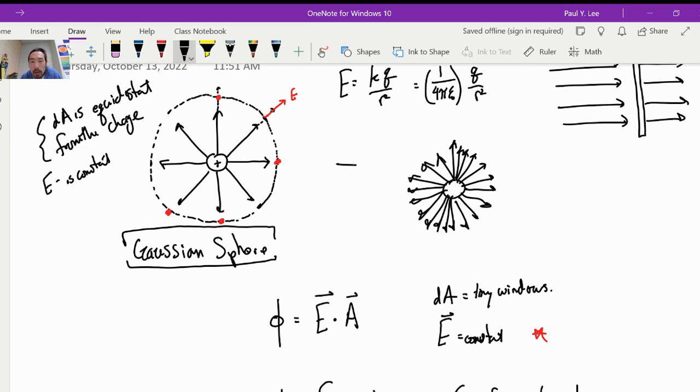So if you remember from the previous video, if this is our window or our area, the direction of the area is always perpendicular to the surface area. So this is the direction of the area. And we can see here that the E field is going straight up through, right? And so this is what we want. We want a situation where the angle of the E field and the angle of the direction of the area gives us 0 degrees. Or in other words, the E field is going through the area.